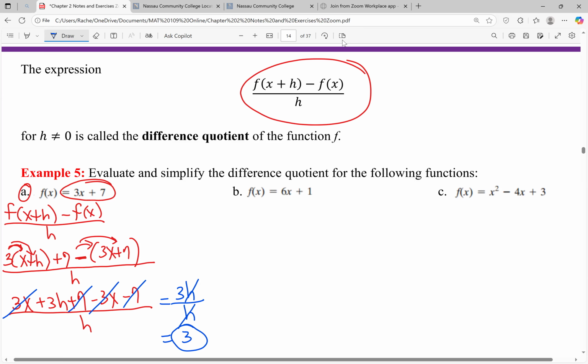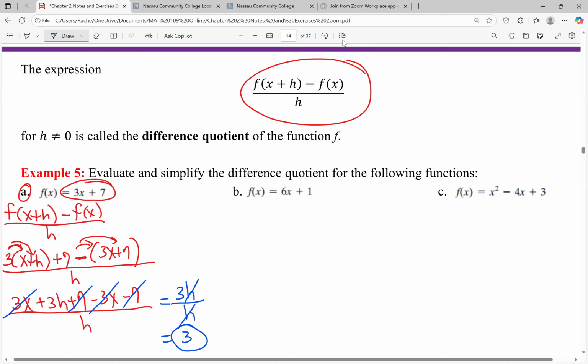And what's significant about this, remember before I said it has to do with rate of change? Well, this is a linear function, and the slope of this line, because this is in the form y equals mx plus b, the slope m is 3, and slope represents average rate of change. And look, my answer to this was 3.